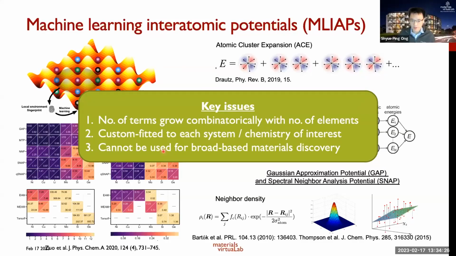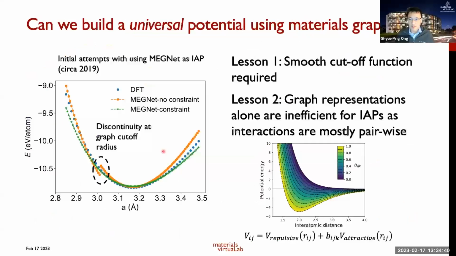So even back in 2019, when we first developed our MEGNet models, we already had this idea that perhaps it might be possible to use the graph neural network to build an interatomic potential, right? And the reason why we thought of that is because the graph neural network actually lends itself naturally to complex chemistry, because each atom has its own vector representing the chemical environment, right? Chemical character, right?